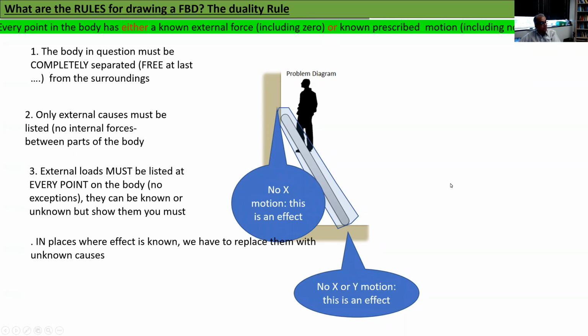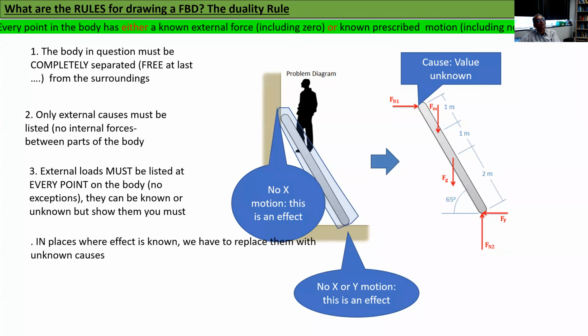In places where the effect is known but not the cause, we have to replace them with unknown causes. So here, I know the effect. That is no motion along the x direction. Okay, I have to replace it with an unknown cause. Here, there is no motion along the x and y directions. So I have to replace that with unknown causes. So there it is. So this is an unknown cause. Notice that its value is unknown.